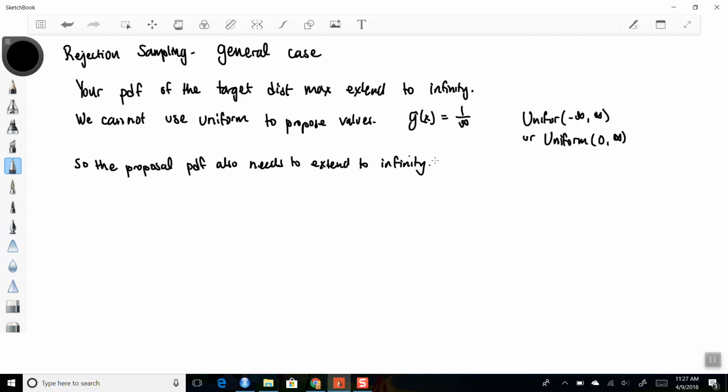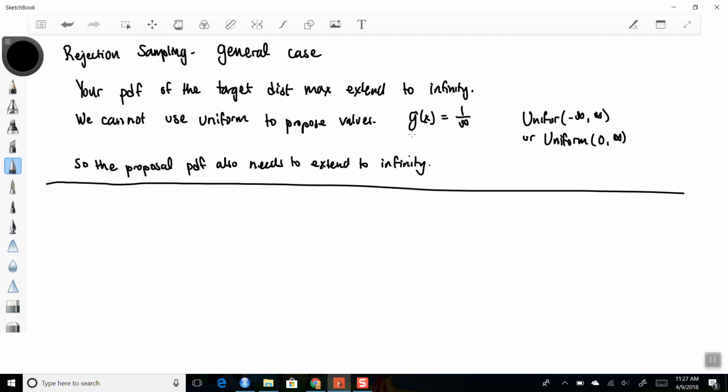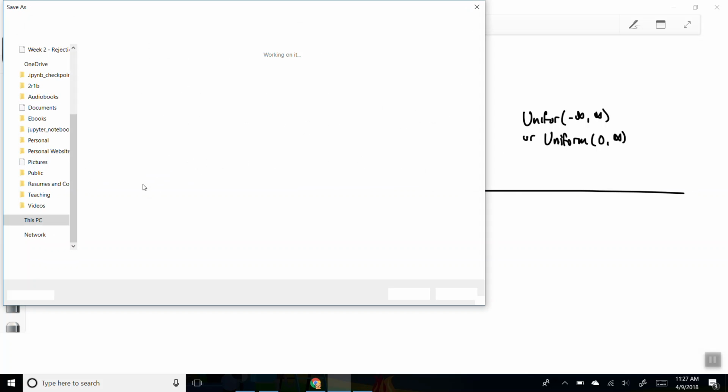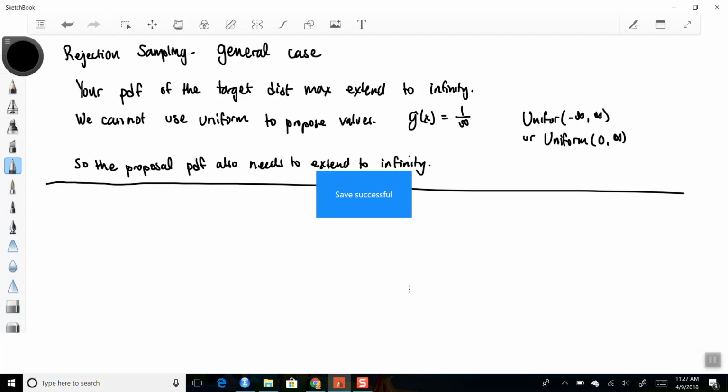And the general case is just basically that the proposal PDF is not uniform. It's very applicable in cases where things go to infinity and you have to use something else. But you can also have a closed interval thing. But this is what we have. Okay, the big idea for rejection sampling is exactly the same.